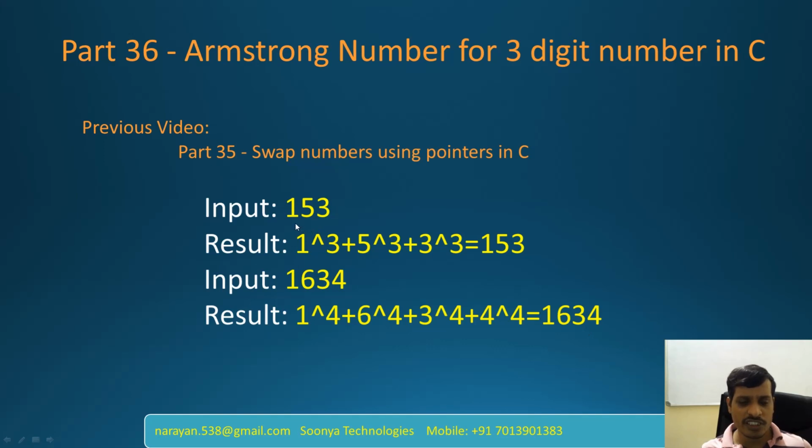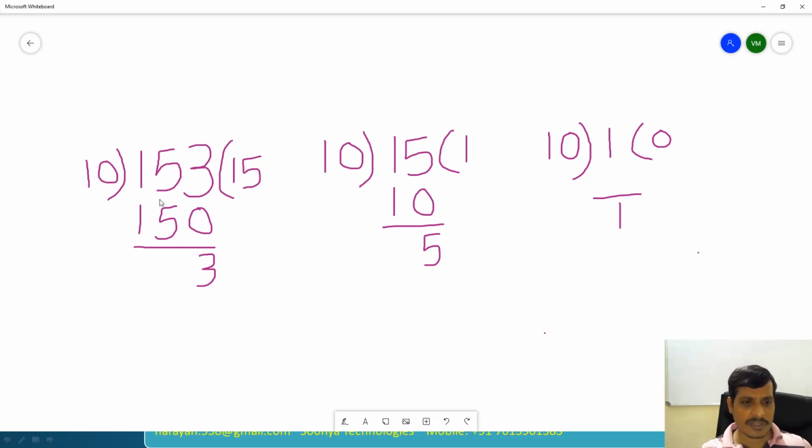If you want to get individual digits from this number, then we need to use the modulus and division operators. Here we have 153. We will divide 153 by 10. Here quotient is 15 and remainder is 3. In the second iteration, take 15 and divide by 10. Quotient is 1 and remainder is 5. In the third iteration, 1 divided by 10, quotient is 0, remainder is 1. Here we have the individual digits: 3, 5, 1.